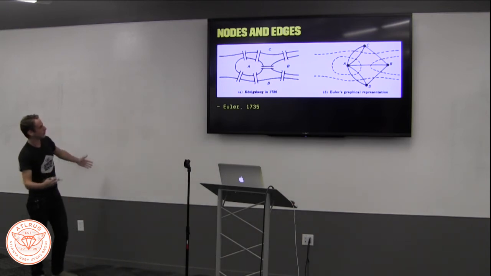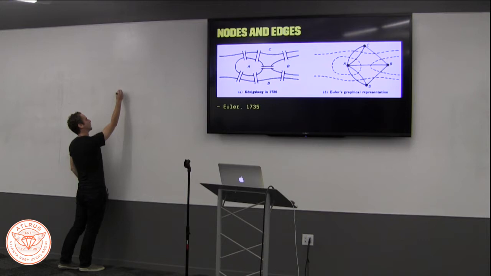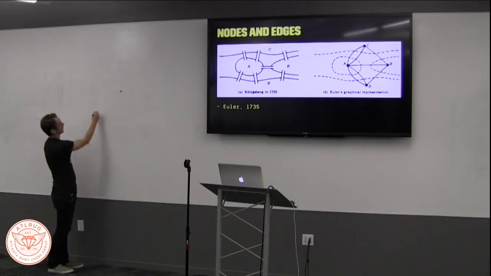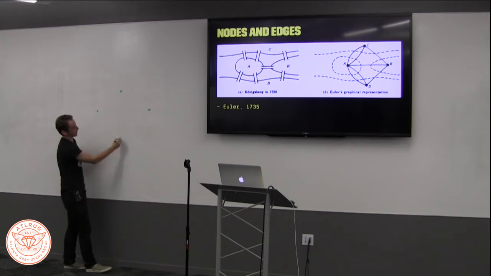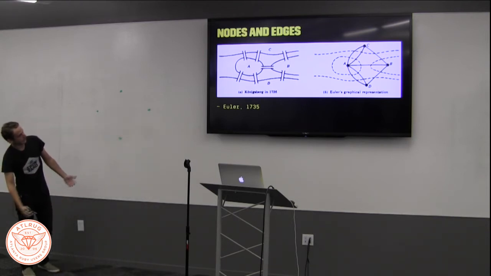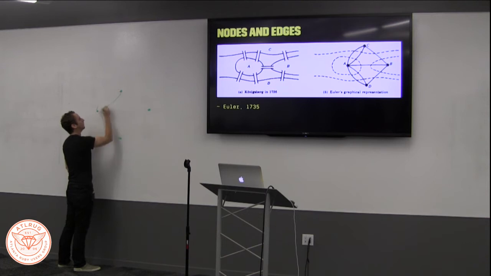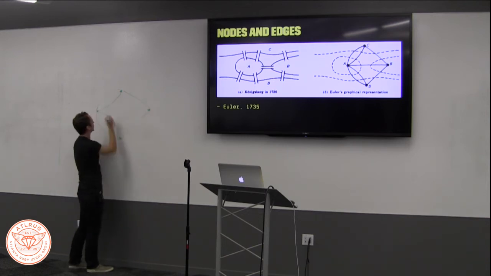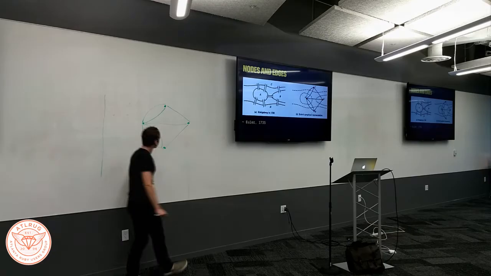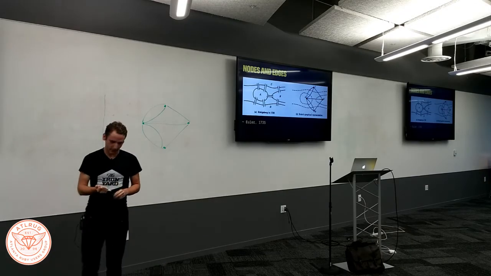So rather than draw islands, I'm just going to draw some nodes. Like, here is the landmass up top. Here is the landmass on the left. Here's the landmass on the right. Here's the landmass at the bottom. And here's how they're connected. There's two bridges here. There's two bridges here. There's one bridge here. There's one bridge here. There's one bridge here. So the essence of this problem is just those graphs and how those things are connected.